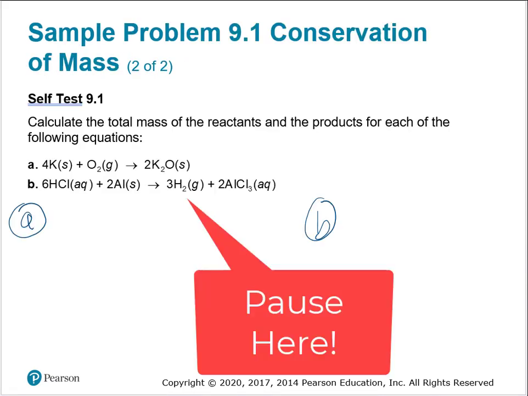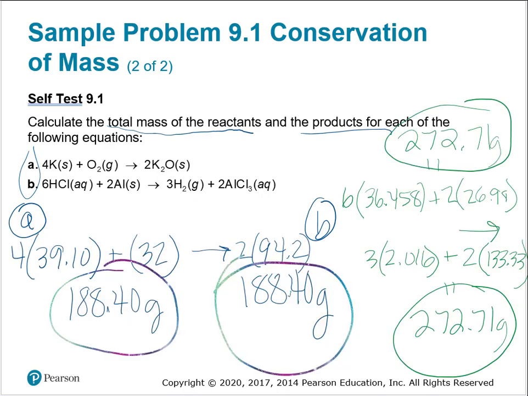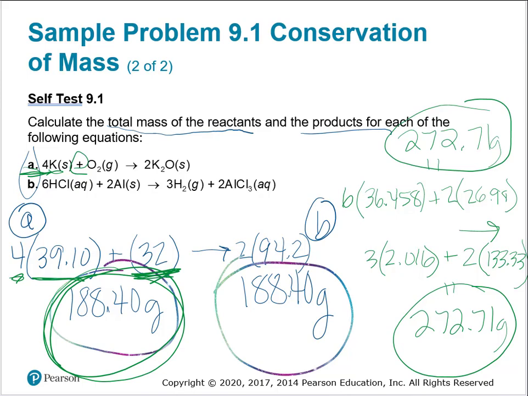Pause the video here and calculate the total mass of the reactants and the products for each of the following, A and B. You do it first, and then you can check our answer. Let's check your answer. For letter A, I did 4 times 1 potassium plus 2 oxygens, which is 32. And on the left side, I got 188.40 grams. On the right side, I took 2 times, and then I added up 2 potassiums and 1 oxygen to get 94.2. And on the right side, I got 188.40 grams.